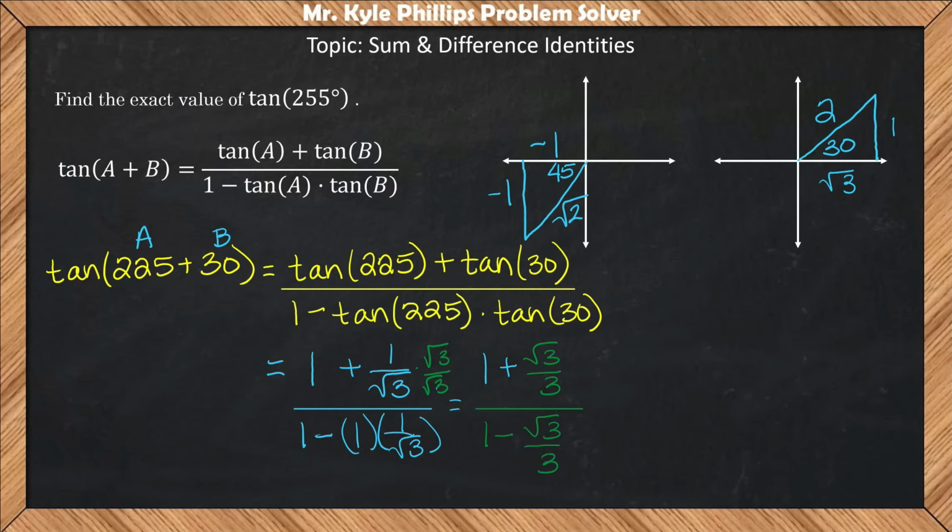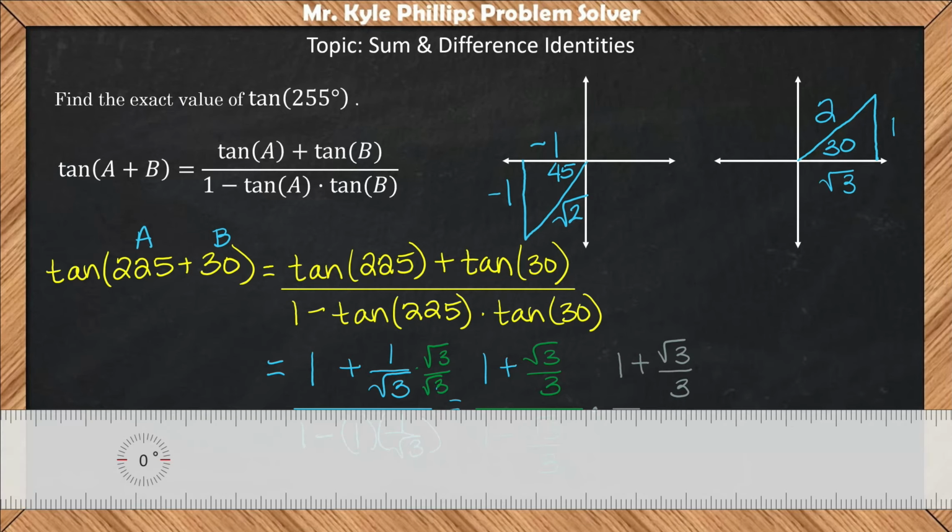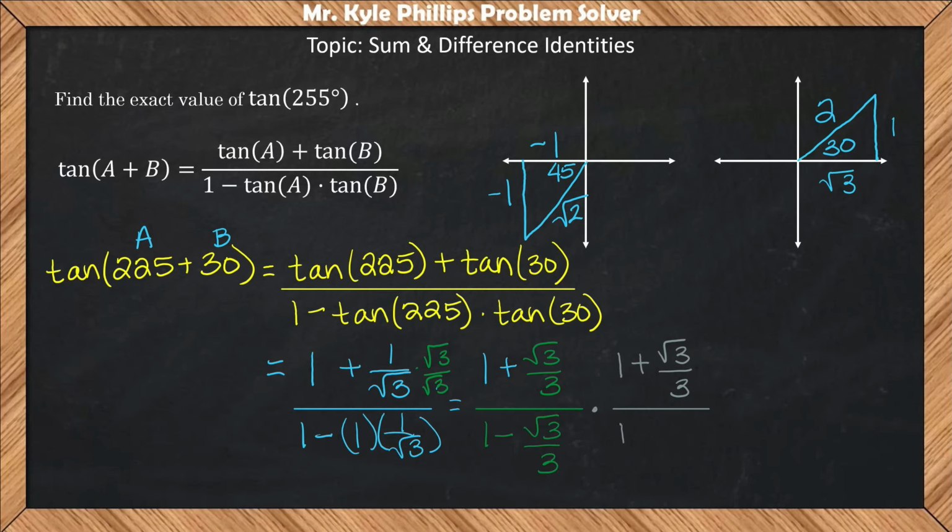So here, this is technically a more accurate way where you could write the solution. And what we're going to do now is we're going to rationalize the denominator. So we would need to multiply by 1 plus root 3 over 3. And we have 1 plus root 3 over 3 here.